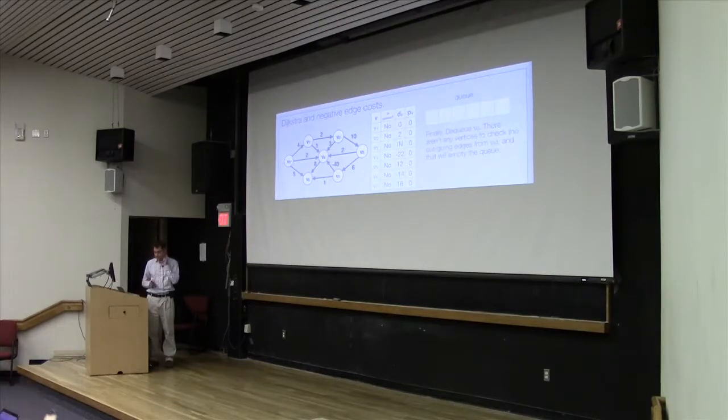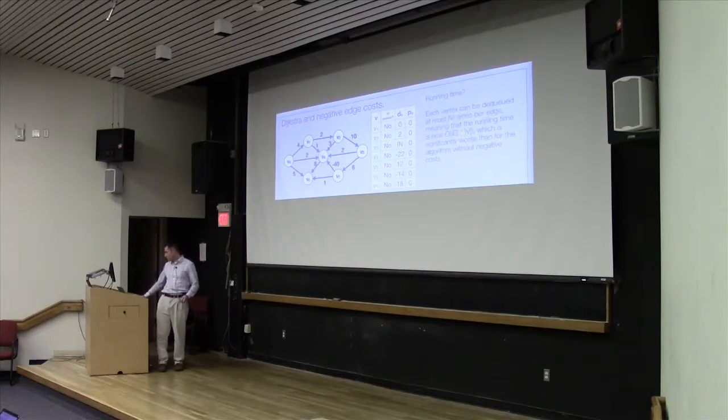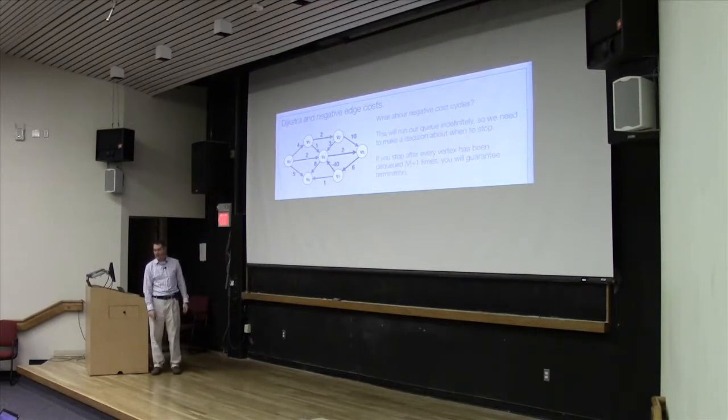Yeah? What if we had a cycle? Ah, good question. In fact, I believe that's the next one. Negative cost cycles, you're in trouble. If you had a negative cost cycle, you would keep going forever and keep queuing and queuing. What you have to do is make a call. You have to say, all right, I've got to stop at some point.